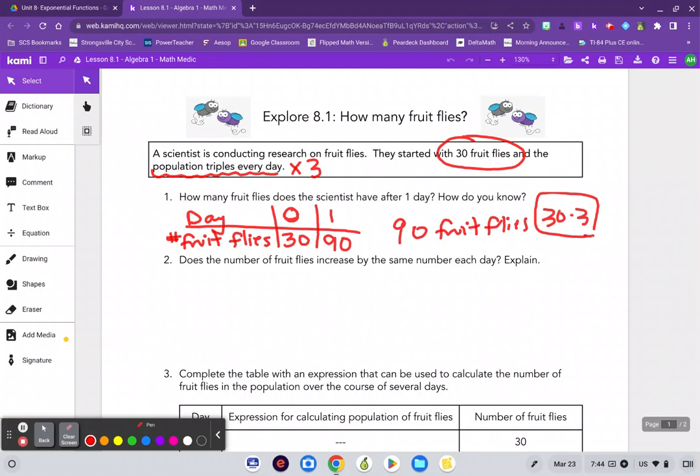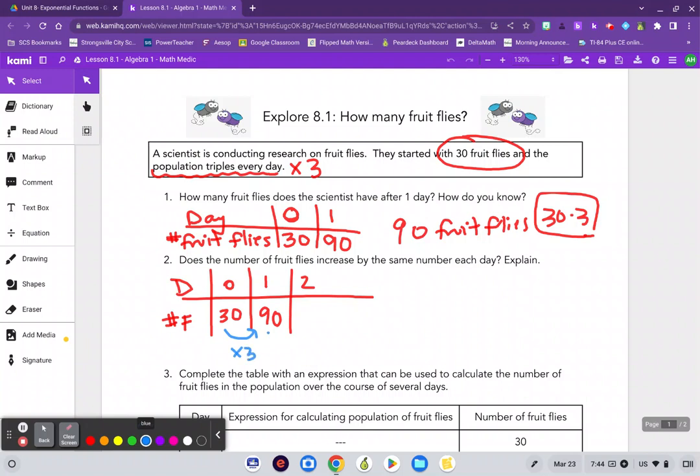Does the number of fruit flies increase by the same number each day? So again, I want to keep going with this table here. And so I'm going to say D for day, number of fruit flies. Day 0 was 30. That was the starting amount. Day 1 was 90. Day 2, if I triple that, so I'm going to say times 3. If I multiply 90 by 3, I'm going to get 270.